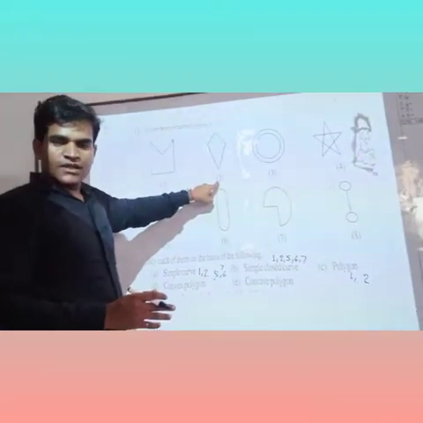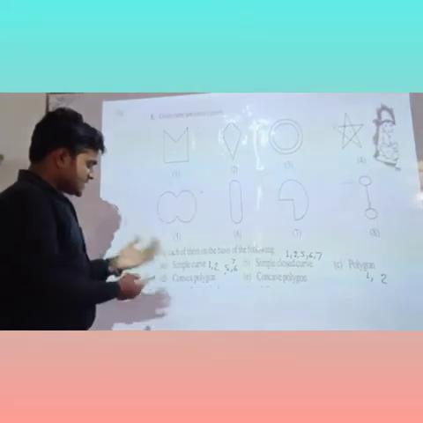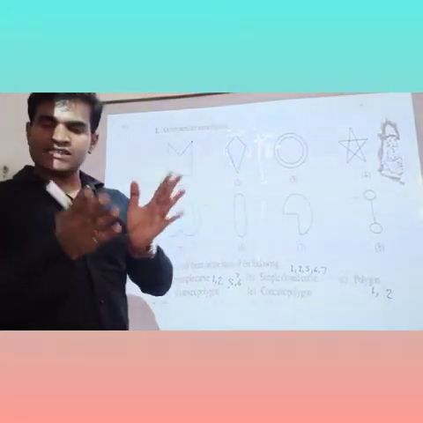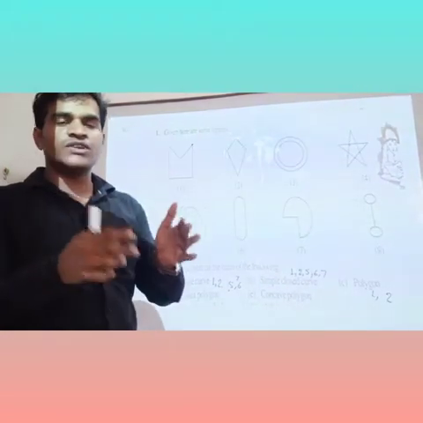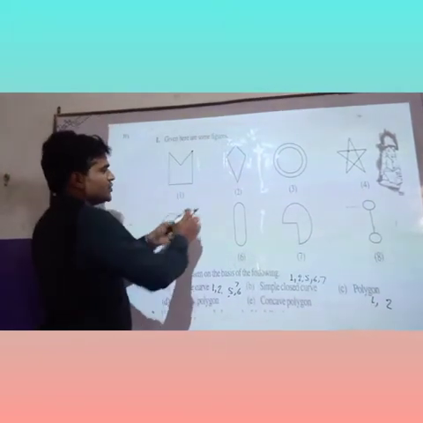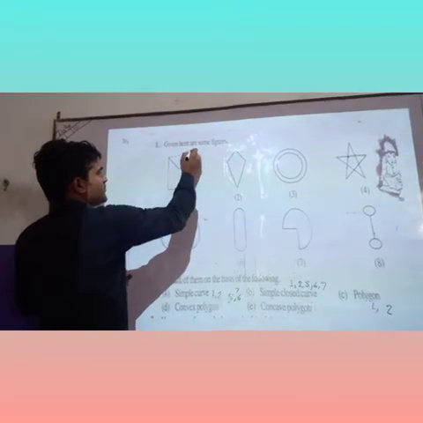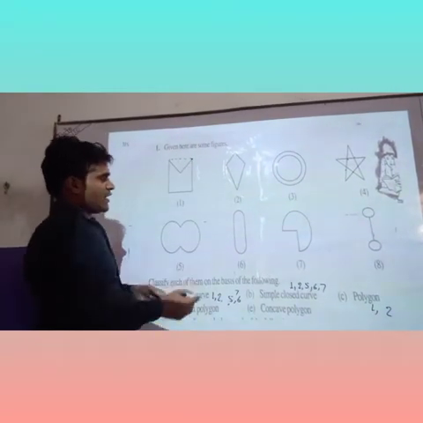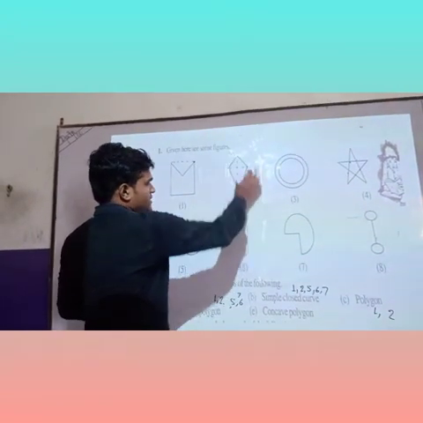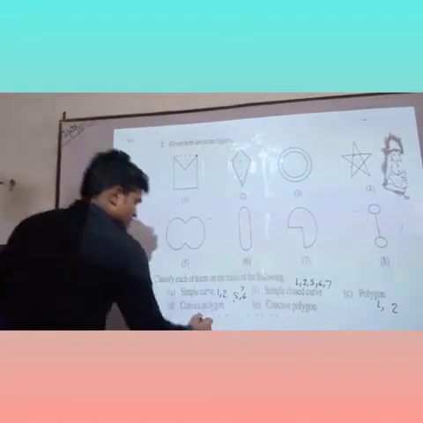Now children, convex polygon. What is a convex polygon? A polygon whose diagonals lie inside that polygon is called a convex polygon. So children, we have two polygons, only 1 and 2. When we try the diagonals, one diagonal of the first polygon is exterior, but the two diagonals of the second polygon are interior. So children, the convex polygon is 2.